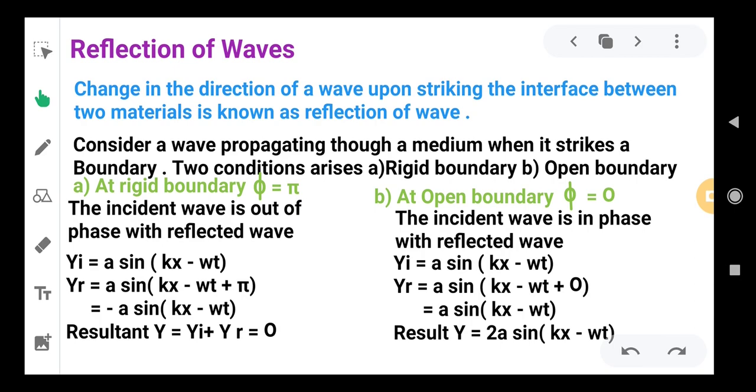When there are two conditions, how is the waveform formed? First one, at a rigid body there exists a phase difference of pi. The incident wave is out of phase with the reflected wave. So the expression for the incident wave can be written as a sin(kx - omega t).